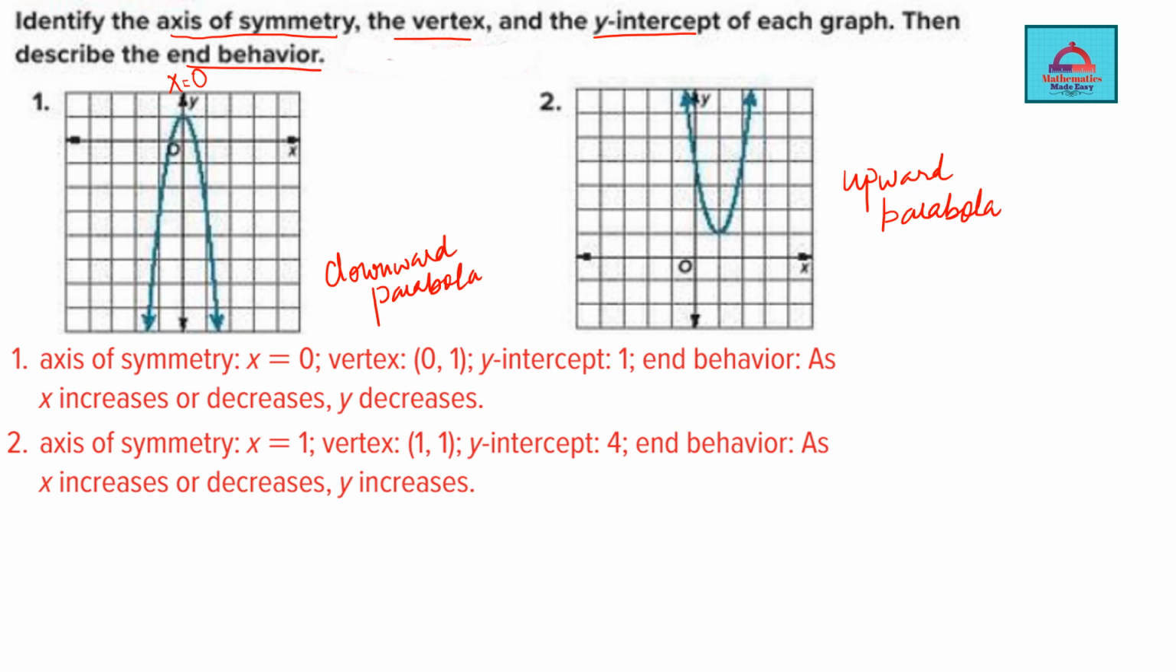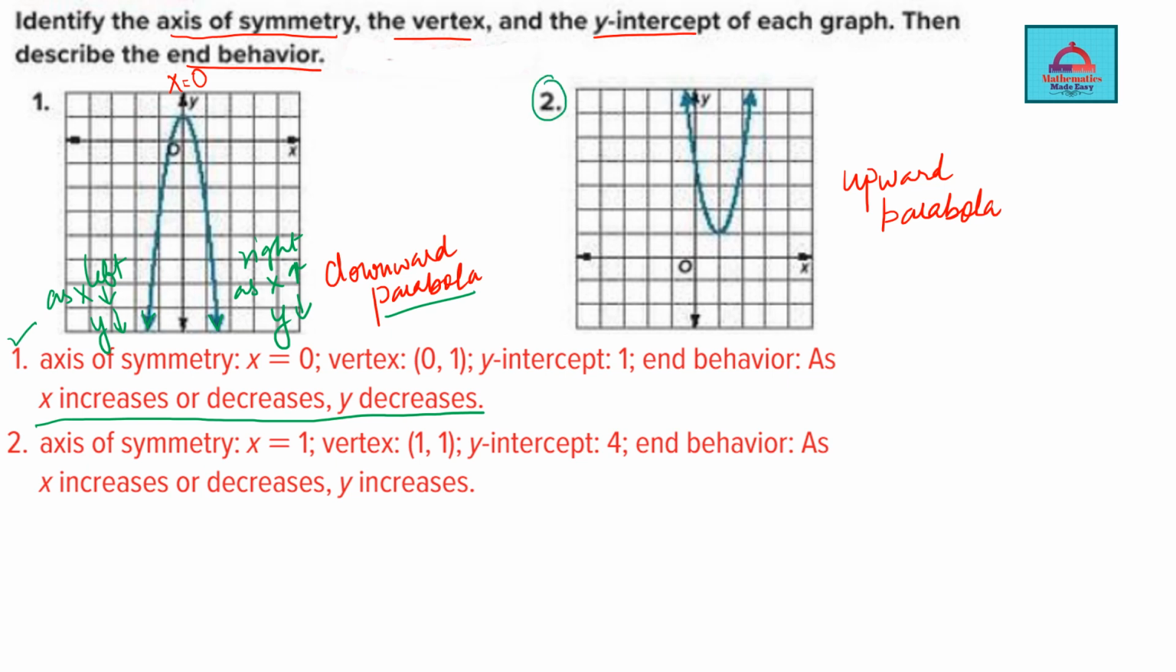Now let's talk about end behavior. The end behavior comes from the downward parabola. As you see, it is decreasing here and decreasing here. So on the left side, as x decreases, y is also decreasing. And on the right, as x is increasing, y is still decreasing because it is going downward. So that's your end behavior. That's part number 1.